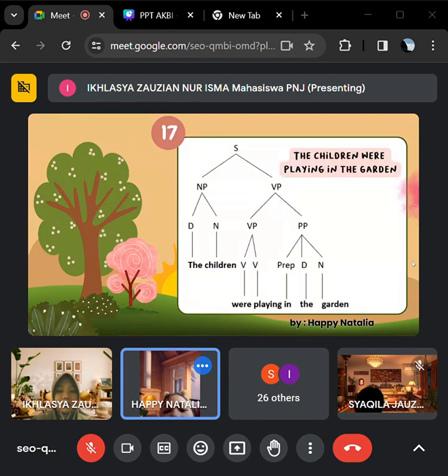Next. The is a determiner. Children's is a noun. The children's is a noun phrase. Were is a verb. Playing is a verb. Were playing is a verb phrase. In is a preposition. The is a determiner. Garden is a noun. In the garden is a prepositional phrase. Were playing in the garden is a verb phrase. The children were playing in the garden is a sentence.